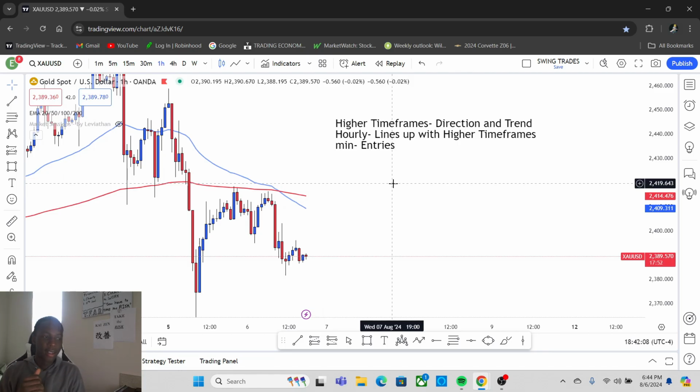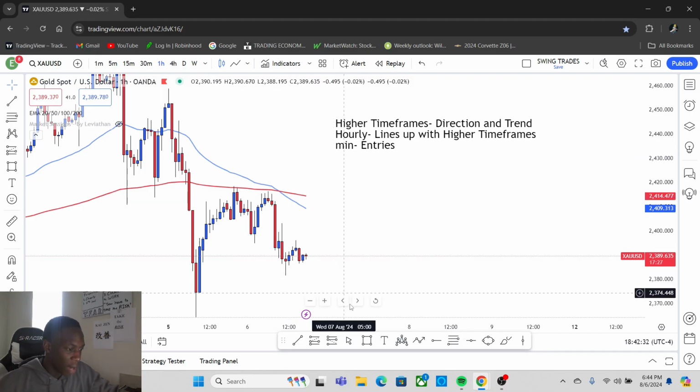From doing top-down analysis, you read the higher time frames, find the direction and the trend. Then you go to the lower time frames, the hourly, to make sure they're in confluence, meaning they're lining up with the higher time frames, and they're presenting you opportunities to trade. And in the lower time frames, the minutes, the seconds, I don't know how y'all trade. Me personally, I trade on 15-minute or the 5-minute, but the minutes are for entries.